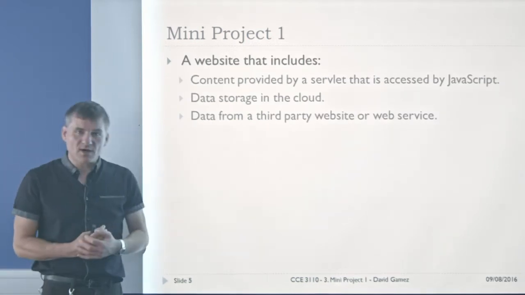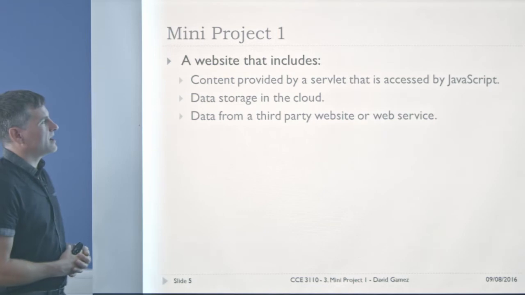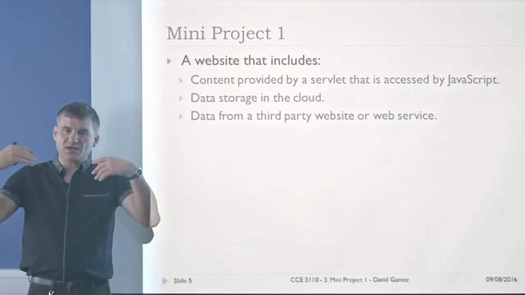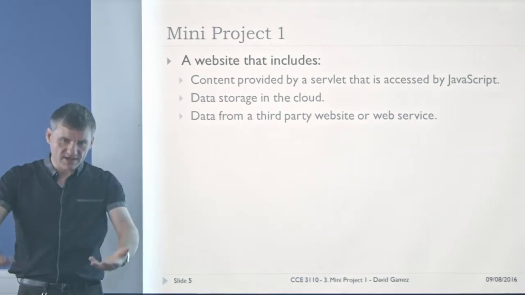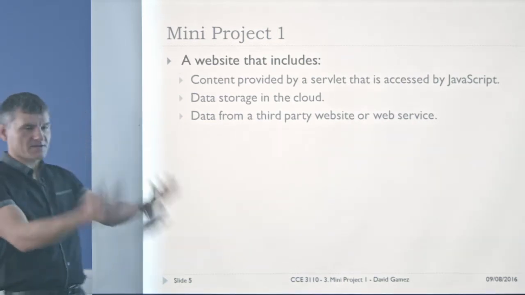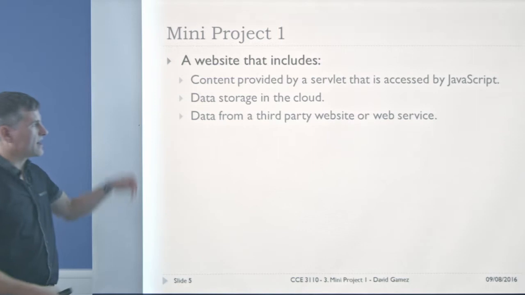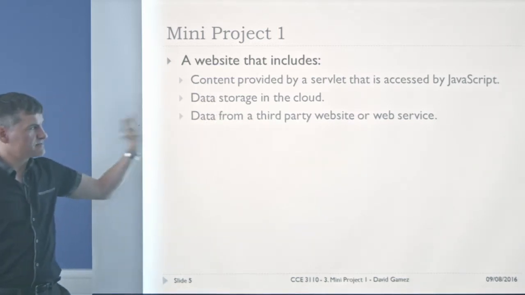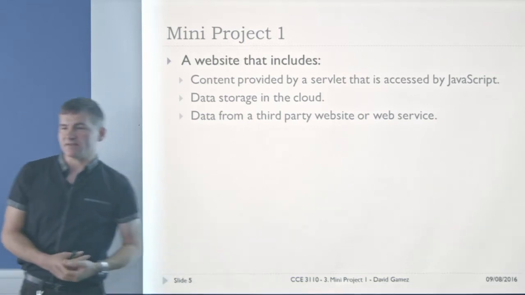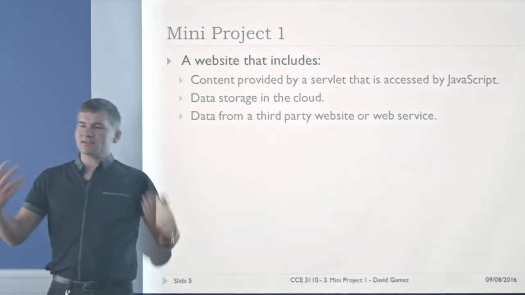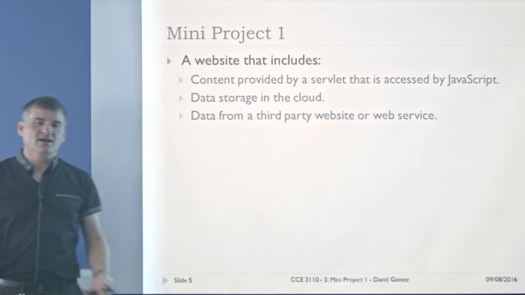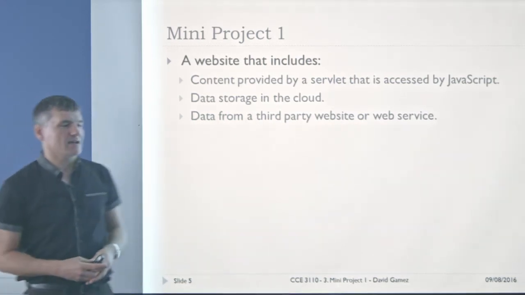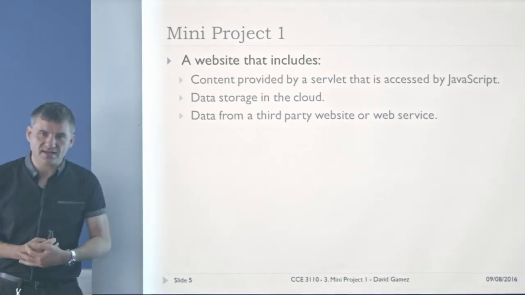So what MiniProject 1 is, it's a website, and it has a front end. That front end uses JavaScript with Ajax to talk to a servlet, and the servlet talks to the cloud to pull some data, and there's data stored in the cloud, and that data in the cloud is pulled from a third-party website or web service. So the idea here is this is like a little small-scale replica of an internet-scale application, in particular like a commercial website, which I'm going to talk about in a later lecture.